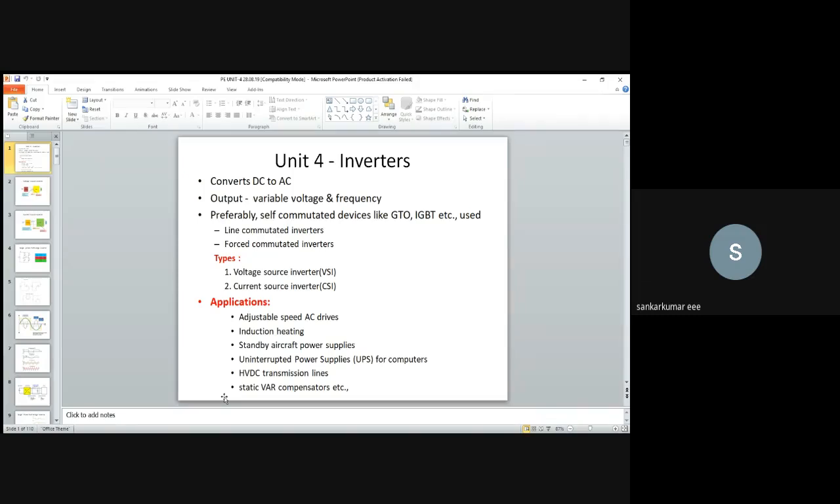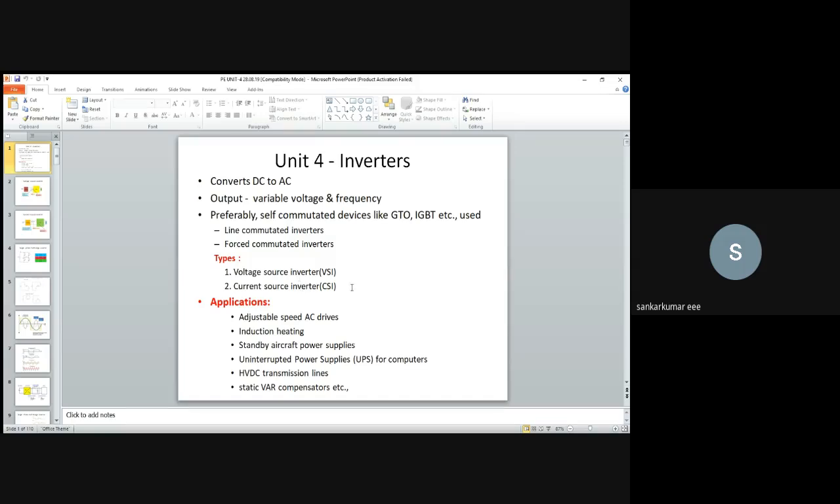The next one, force commutated inverter, is also there. That means for a DC supply, we have to turn off the devices which we are using for the inverters. So the inverters will have some power electronic devices. To turn off those devices, we have to apply some external components. So that is called a force commutated inverter. If you are going with the SCR, we have to go for force commutated inverters. And the main classifications of inverters are the voltage source inverter and the current source inverter.